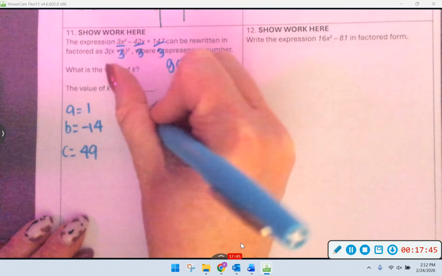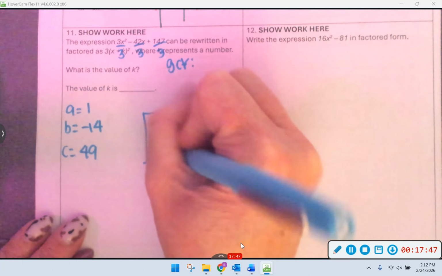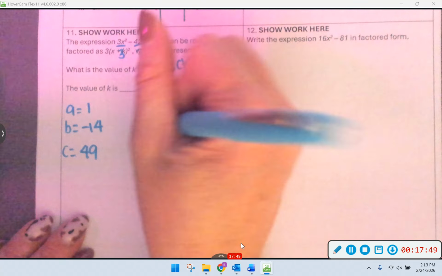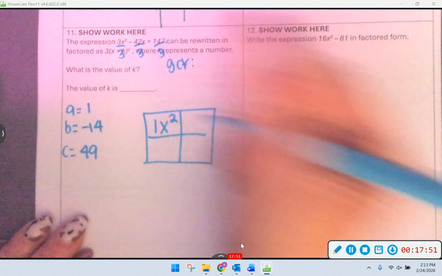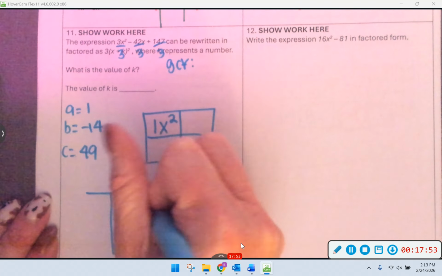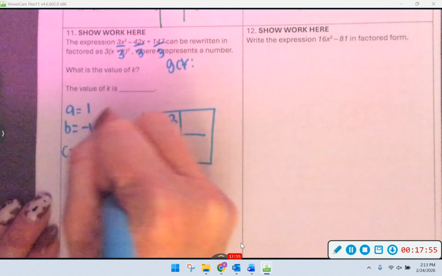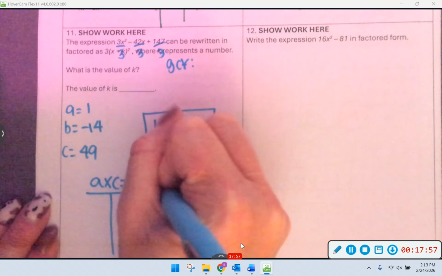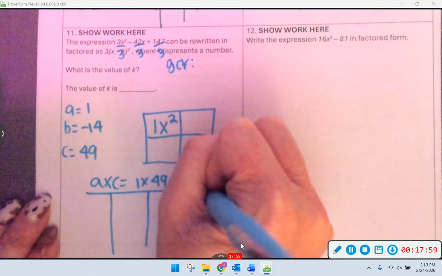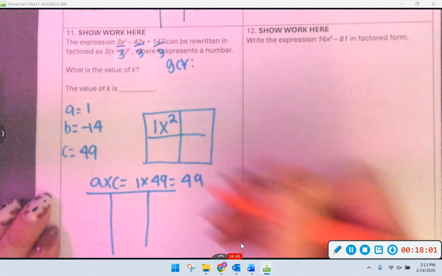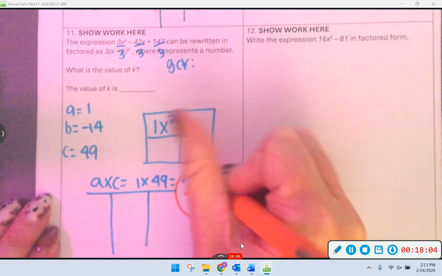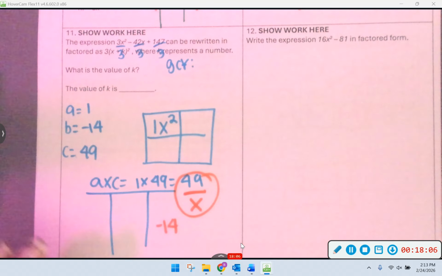So make my box. Remember, A x squared goes here, so I'm going to put 1 x squared. Make my pie chart. A times C, 1 times 49, equals 49. And we're going to divide that by x. We're going to look for negative 14 in that last column.